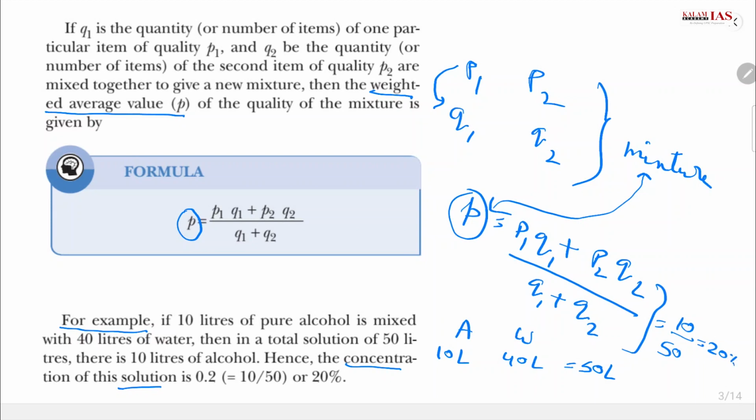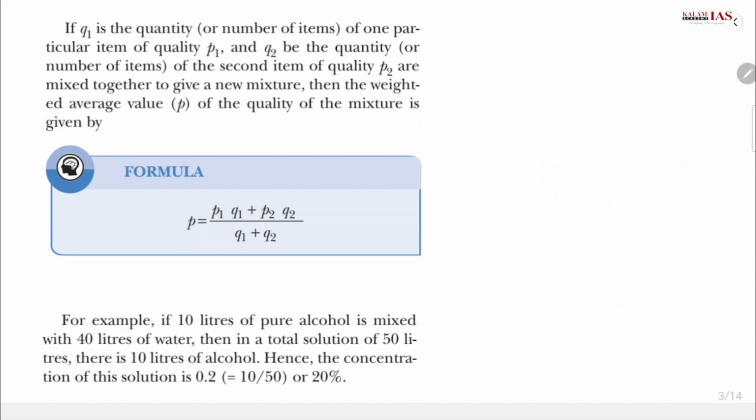Because we have to find the concentration of alcohol in this solution, we are ignoring the water quantity, and we get the answer 20%. This is a very simple thing. Even if you can't remember this formula, as we see the questions, you realize the formula is not required at all. And as we solve more questions, you will get clarity of thought.